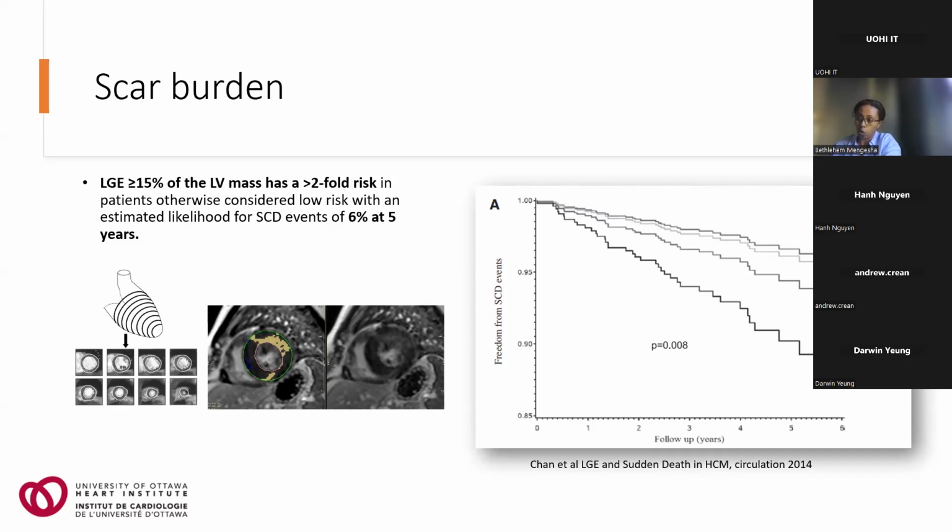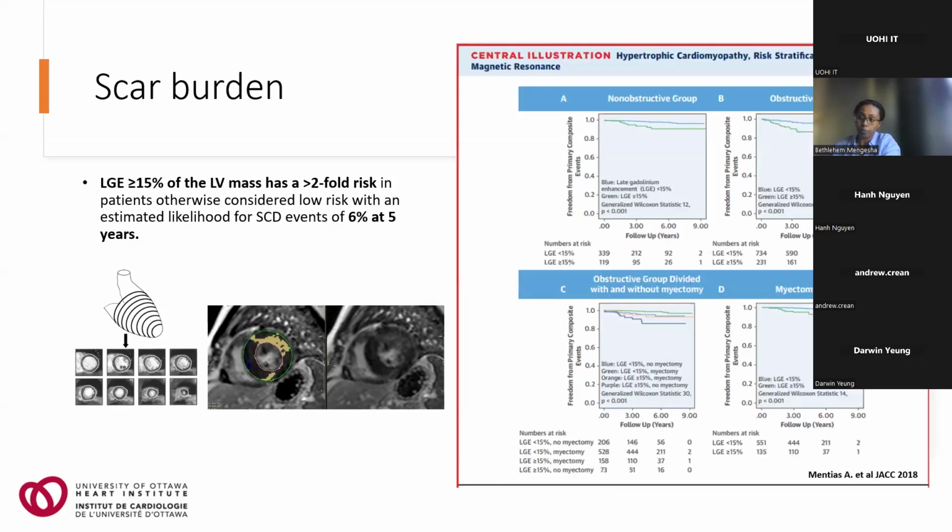Chan and colleagues have shown extensive LGE, especially a scar burden of more than 15% of the LV mass, to be associated with a 2-fold increase in sudden cardiac death event rate in those patients who otherwise were considered to be at low risk. Another important paper is by Mentias and colleagues. It's the first paper to extend the importance of LGE findings into both obstructive and non-obstructive subgroups. And it has shown that LGE burden of more than 15% is associated with a higher rate of sudden cardiac death and appropriate ICD shock in all the subgroups.